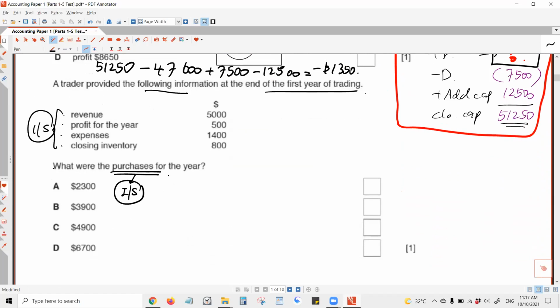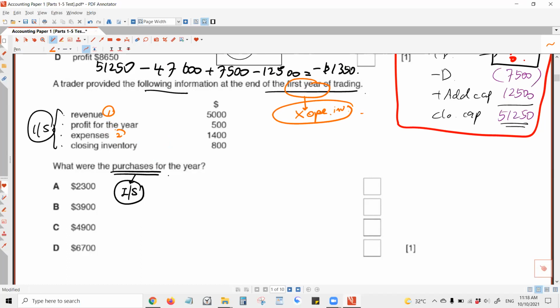Okay, so how to solve? Firstly, you try to establish the order of these items. How are they in the income statement? Which come first, which come next, and so on. So arrange. Revenue should come first. Do you have sale returns? No. Then ignore. Do you have opening inventory? Don't expect to have that. It says first year of trading, so nothing at the beginning of the year. So no opening inventory.